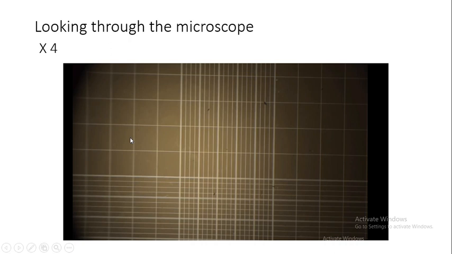When we look through the microscope, we can see this type of picture. This is the lowest magnification, 4x. We are not supposed to count cells at this magnification. Just visualize the chambers of the ruled area. These are the large squares for WBC counting. The central one is the heavy ruled area for RBC and platelet counting.